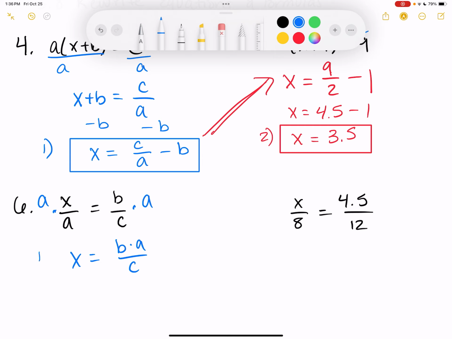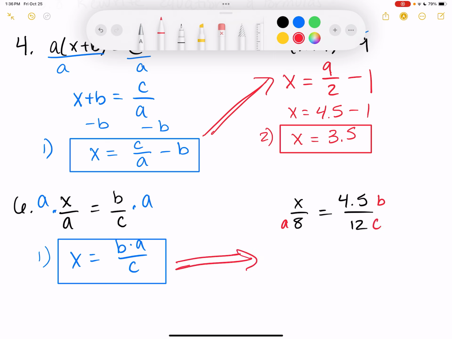So this is the first part of solving the formula. And then over here, I'm going to align these with what I have over here. I had x over a, so 8 is a. B over C, so B is 4.5 and C is 12. So now I can take this formula and plug those numbers in. So 4.5 times 8, so that's A and B, divided by 12.